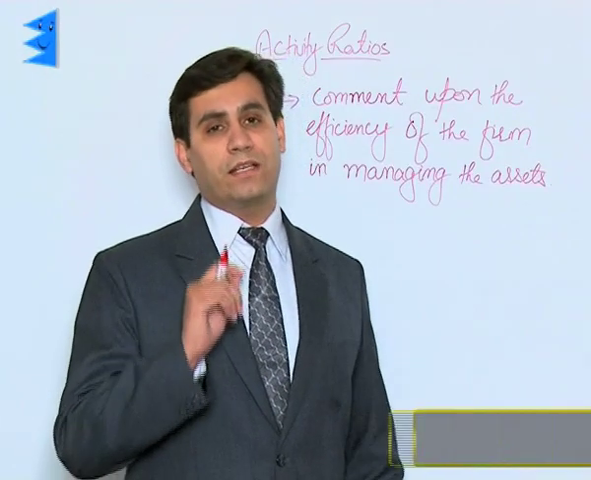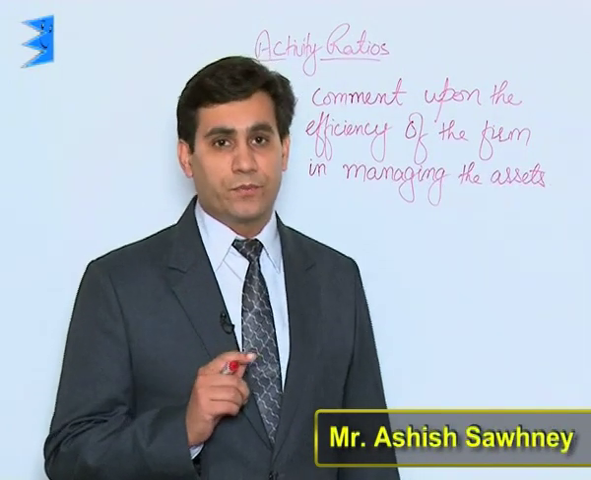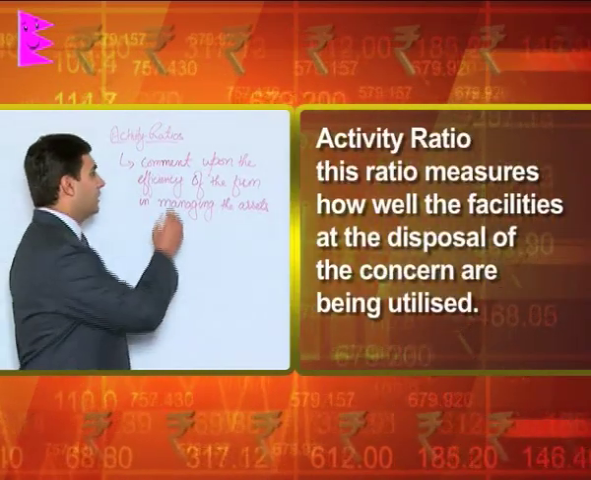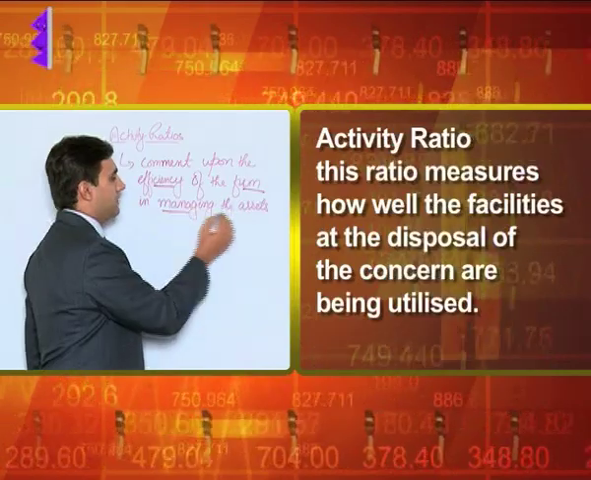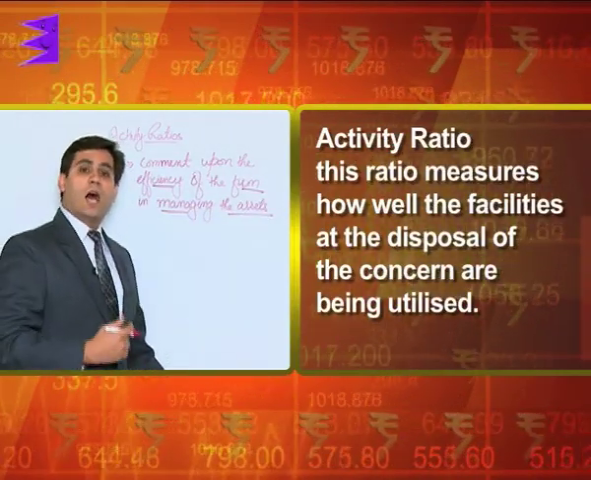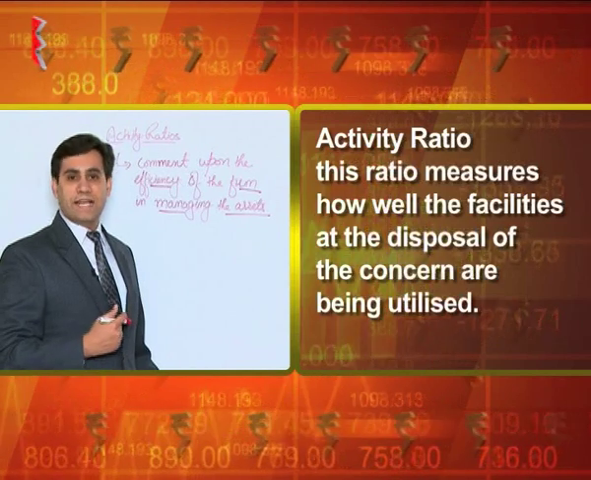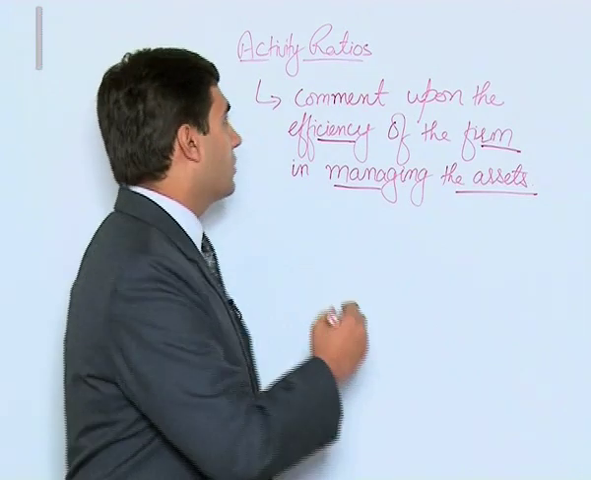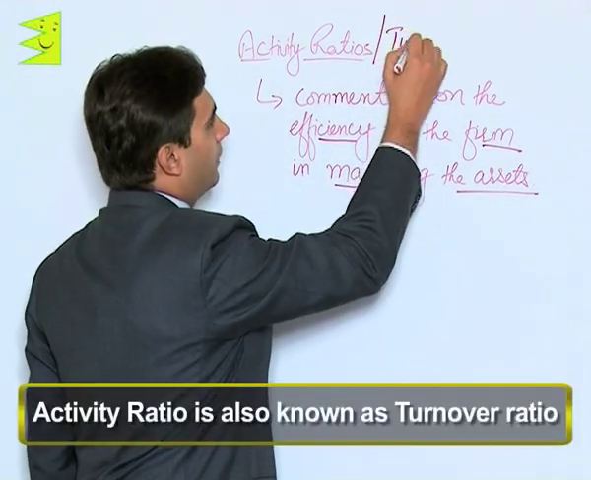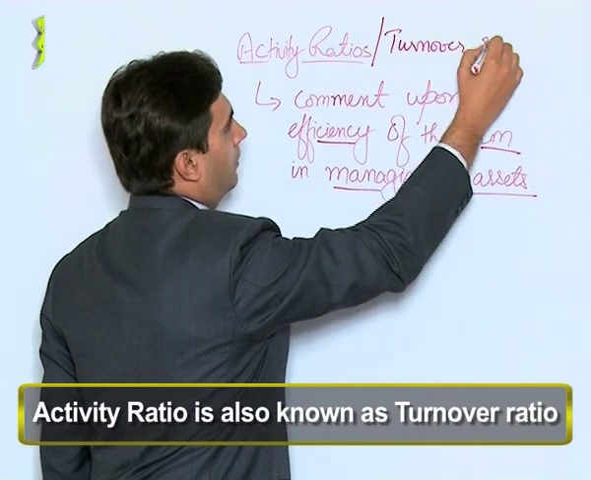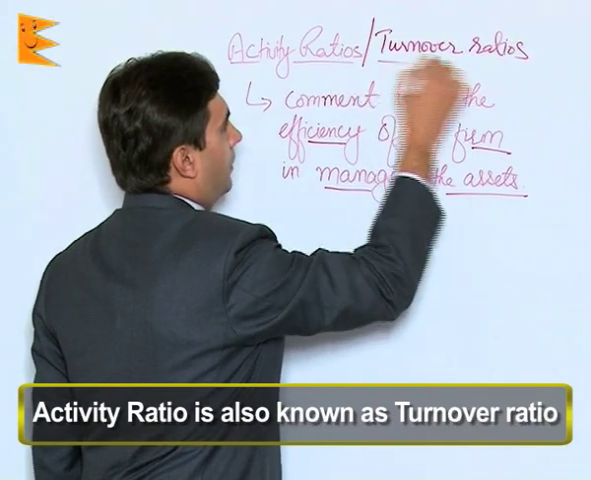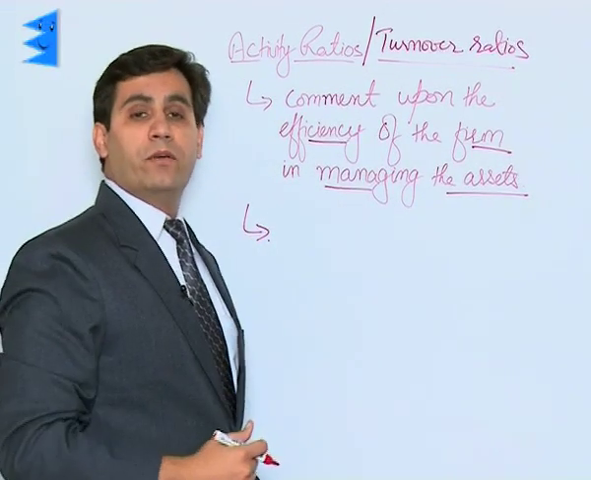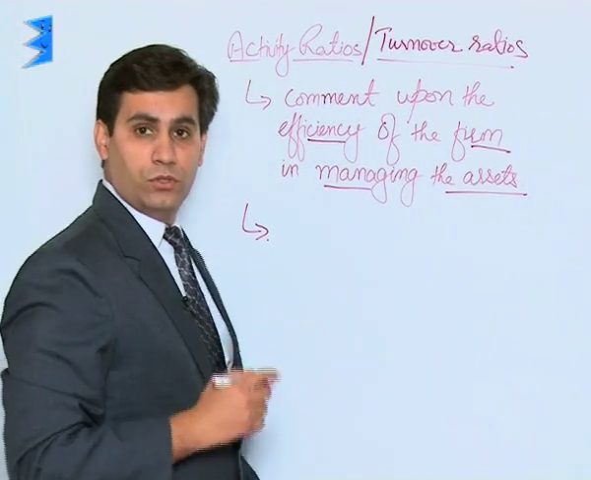Let us move on to the third category of ratios, that is activity ratios. So students, what are activity ratios? Activity ratios are the ratios which comment upon the efficiency of a firm in managing its assets. That is, how well a business is managing its fixed assets or its stock or its debtors. These ratios are often referred to as turnover ratios. Then students, they actually show the speed with which the assets are converted into sales.